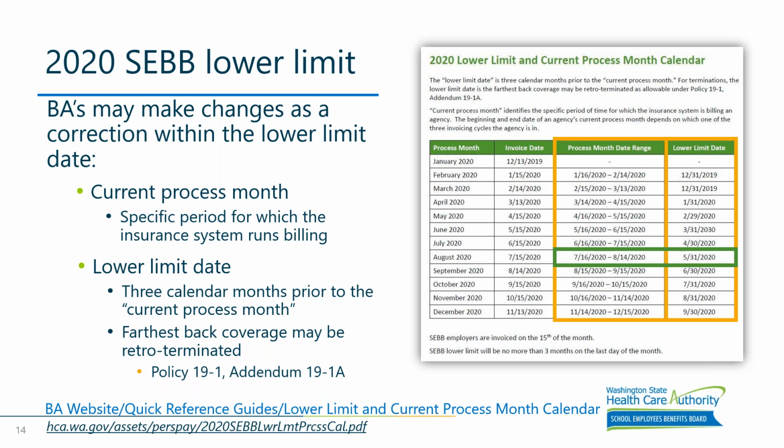So let's say this BA waited until August 15th, which is the next column down. They now have only until July 30th to make that correction. Anything beyond July 30th, you must send to outreach and training to make the correction. Again, once it's been approved by outreach and training, if it's within the lower limit date, as a BA, you can make those changes. And there's the link down there.